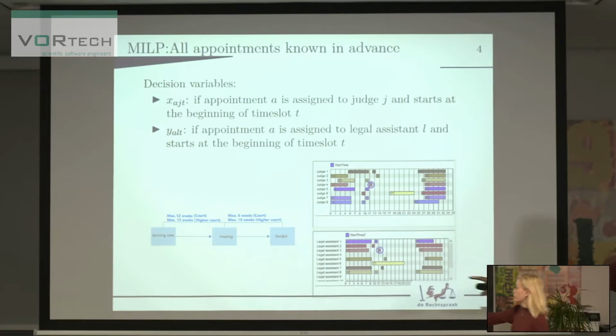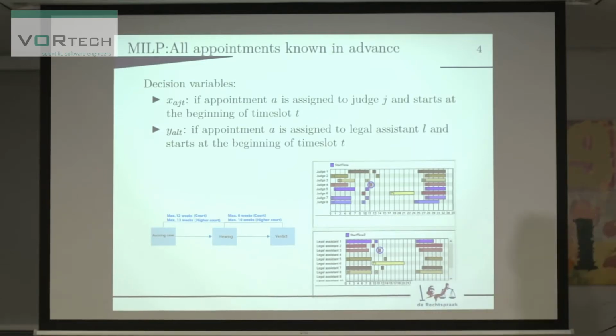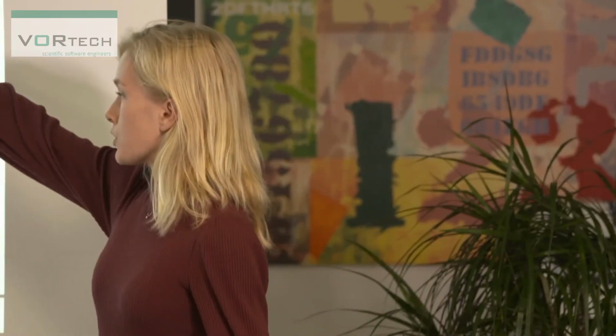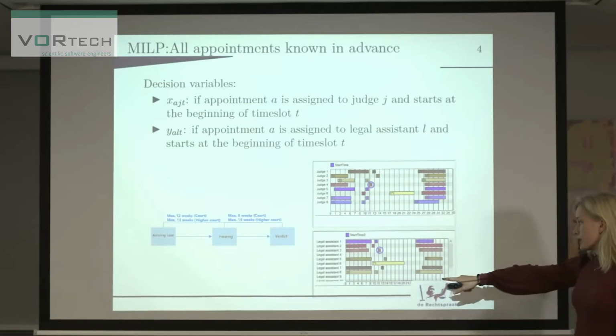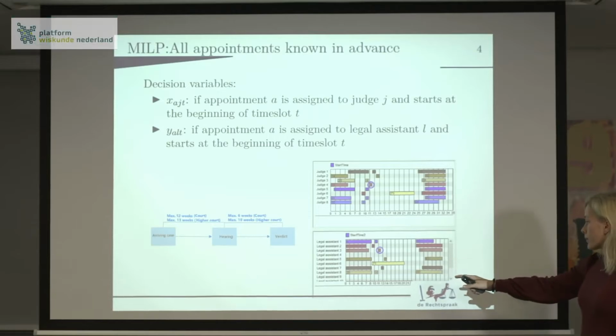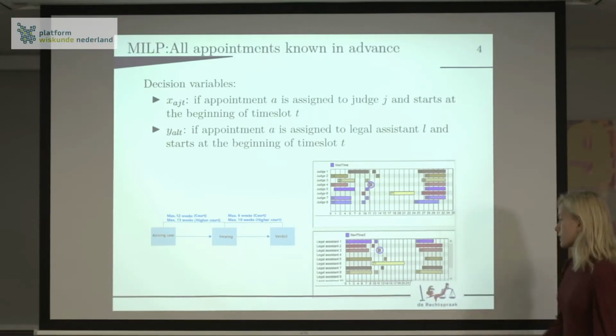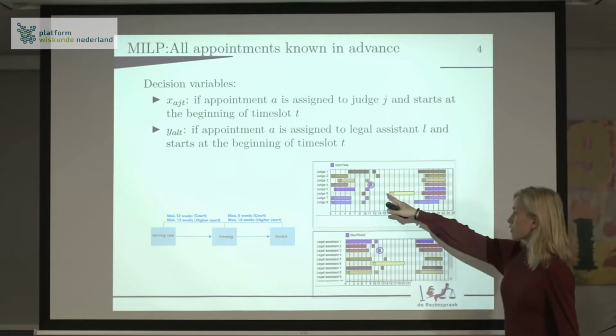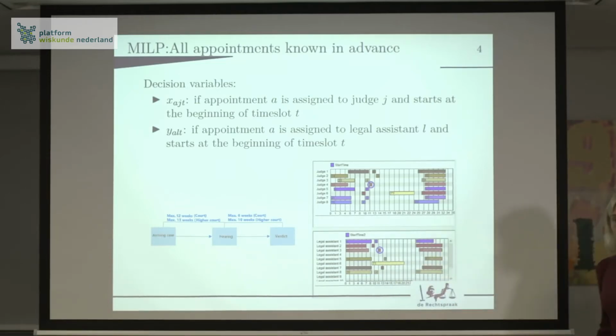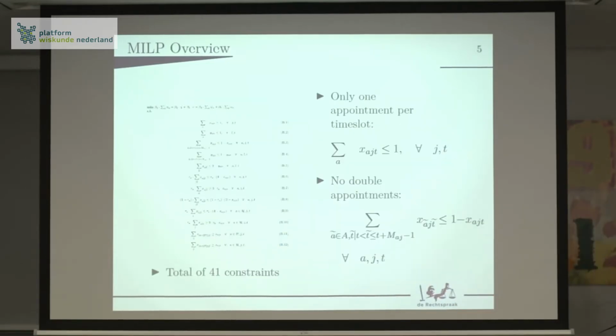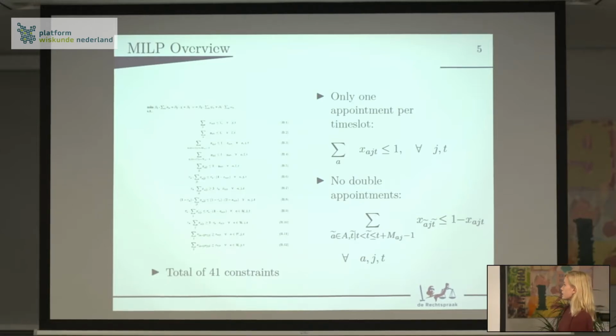So you can see the norms on the left, and on the right you can see a schedule which we aim to make. And you see above the schedule of judges, below the legal assistants, and the colors are certain cases, certain appointments. So you have 3 appointments per case. And the hearing has to take place at the same time for the judge as well as for the legal assistant.